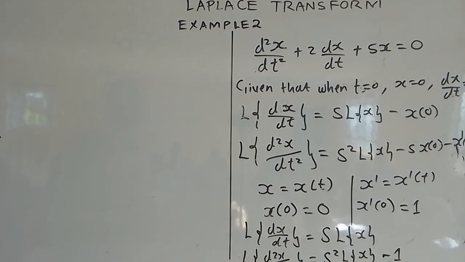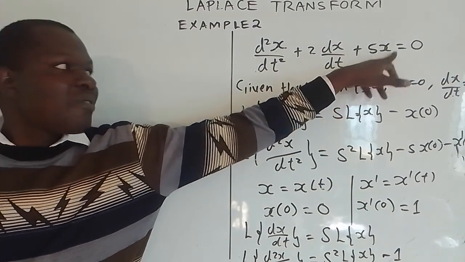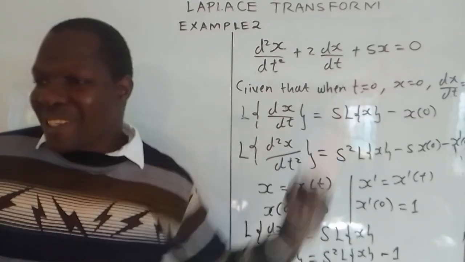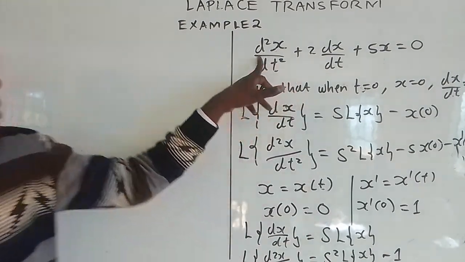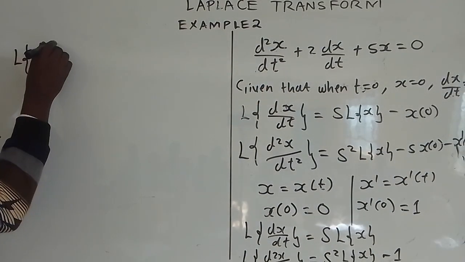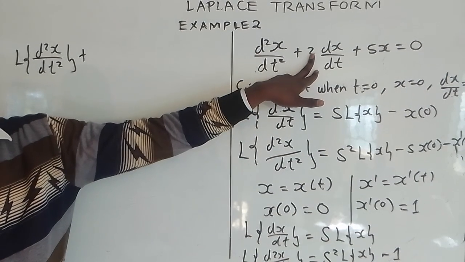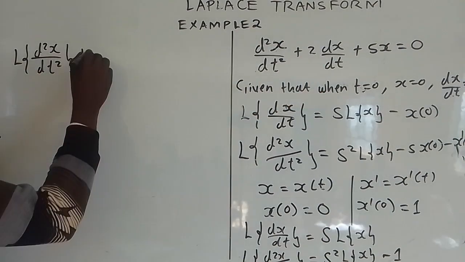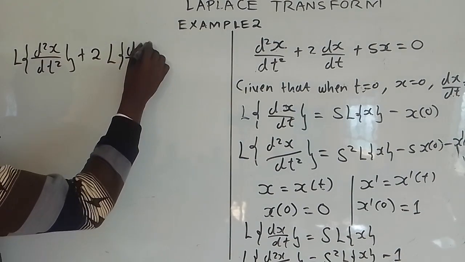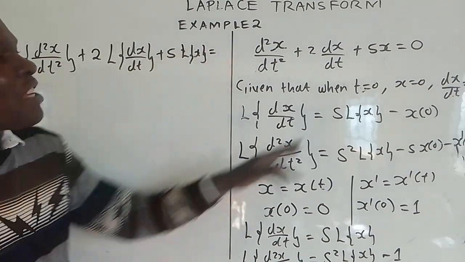Now, having done that, we go back to our equation. What is our equation? Our equation is d squared x over dt squared plus 2 dx over dt plus 5x is equal to 0. Meaning we introduce Laplace on both sides of the equation. So if you introduce Laplace on both sides, you will have Laplace transform of d squared x over dt squared, then plus 2, a constant you factor outside, so plus 2 into Laplace transform of dx over dt, then plus 5 Laplace transform of x.